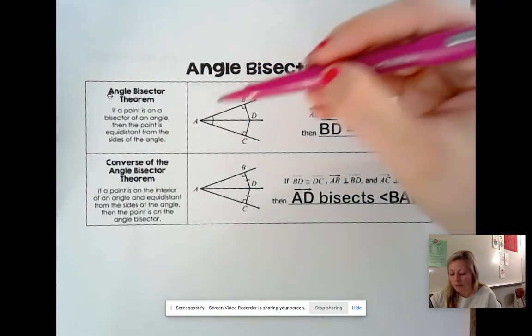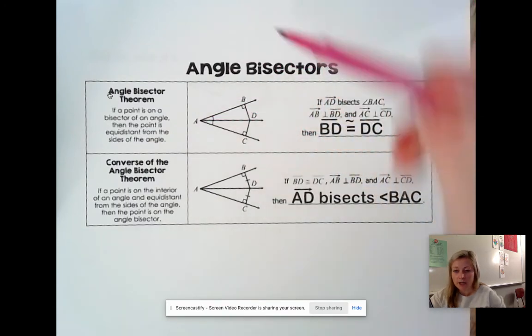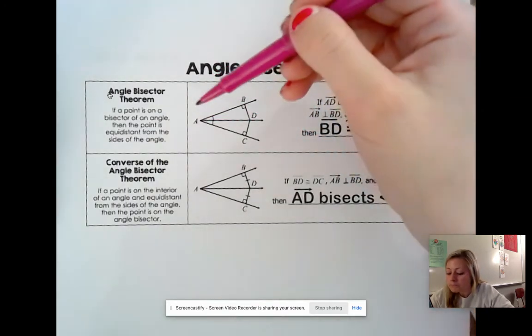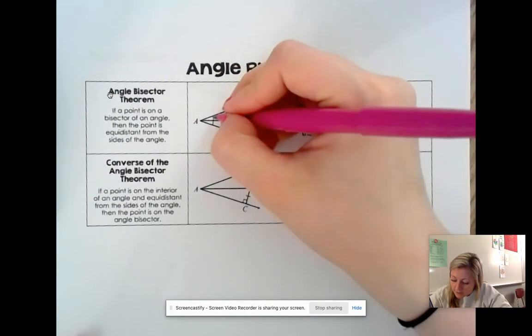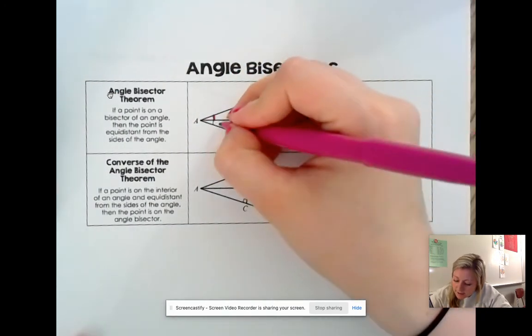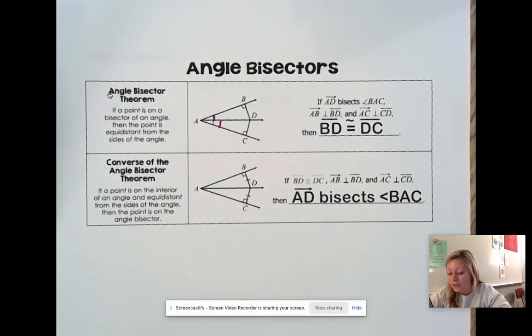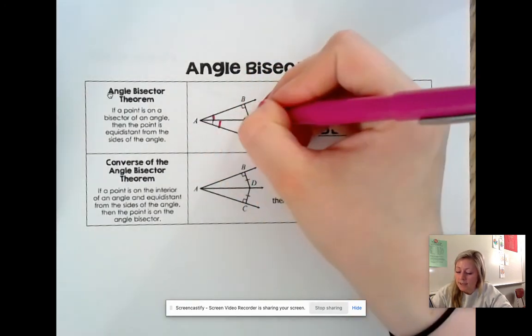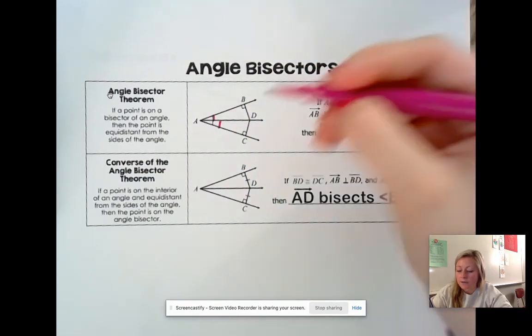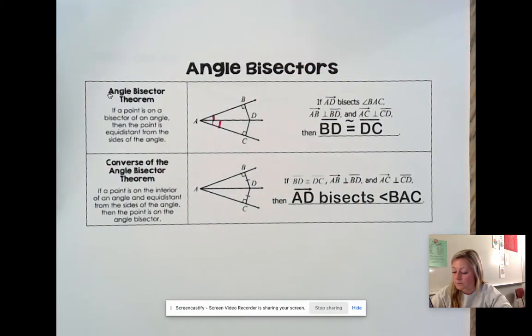Okay, so let's break it apart. Here's our angle, right? Each corner of your triangle forms an angle, right? And if I bisect it, meaning we're cutting that angle in half, so then this little half over here is the same as this half over here, then any point that falls on AD is the same distance away from the sides of that angle, okay?